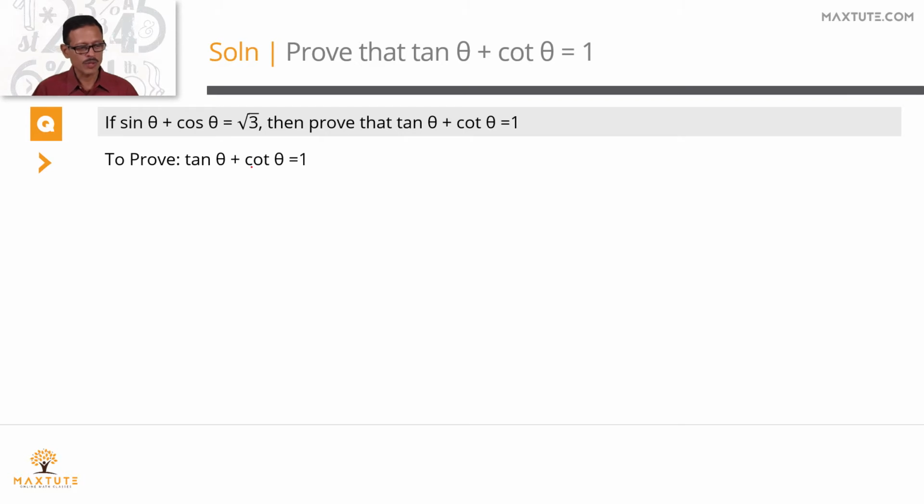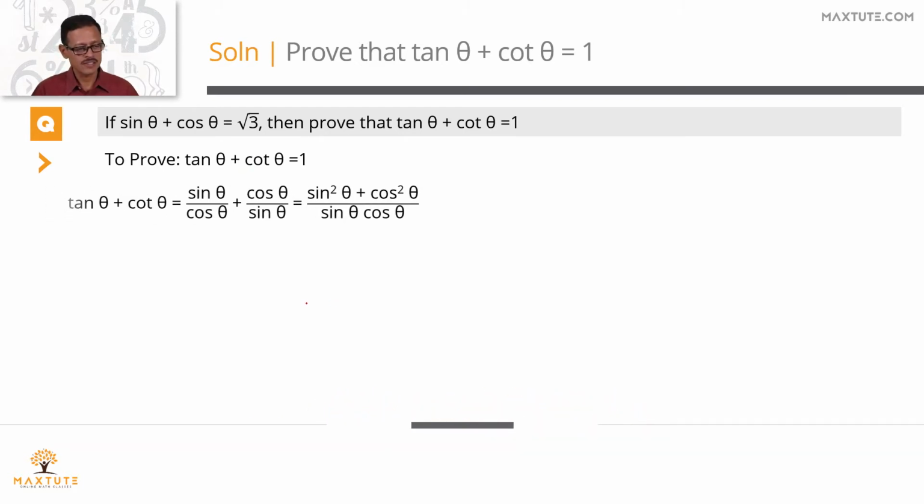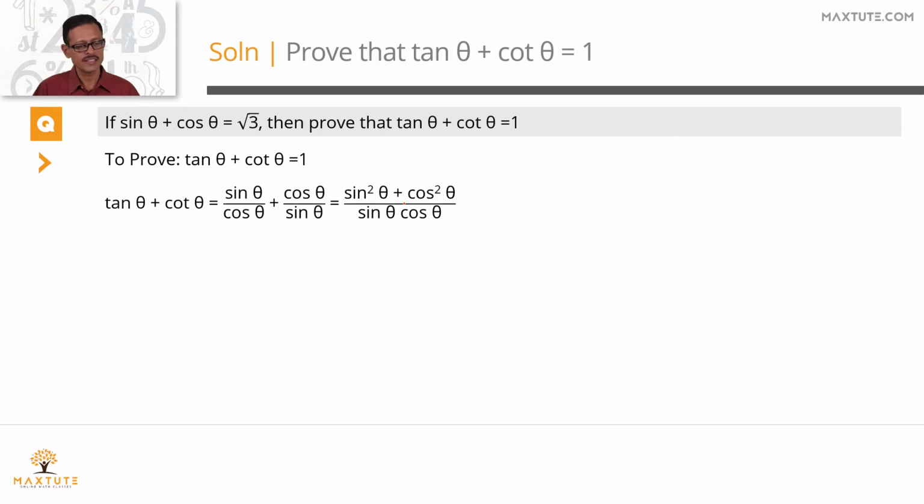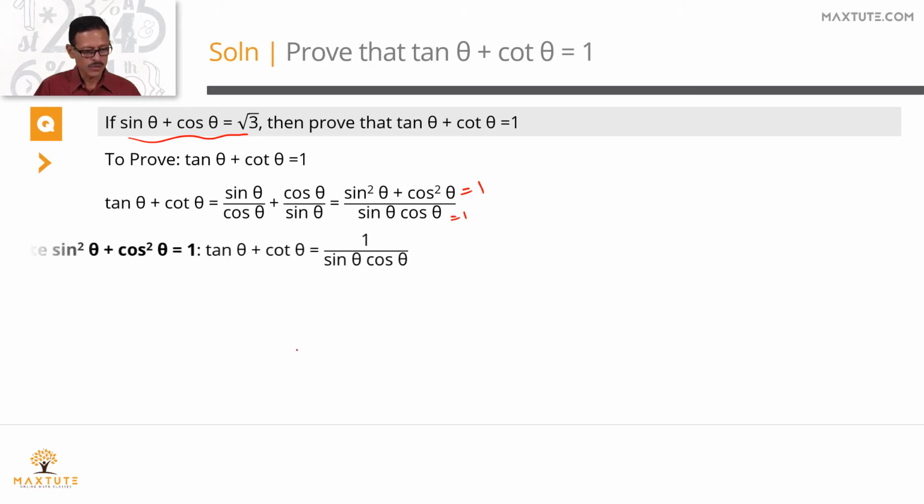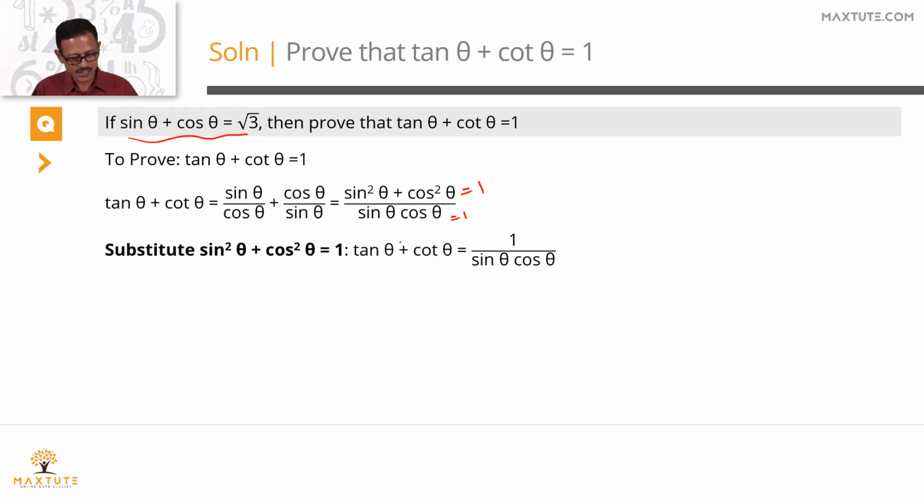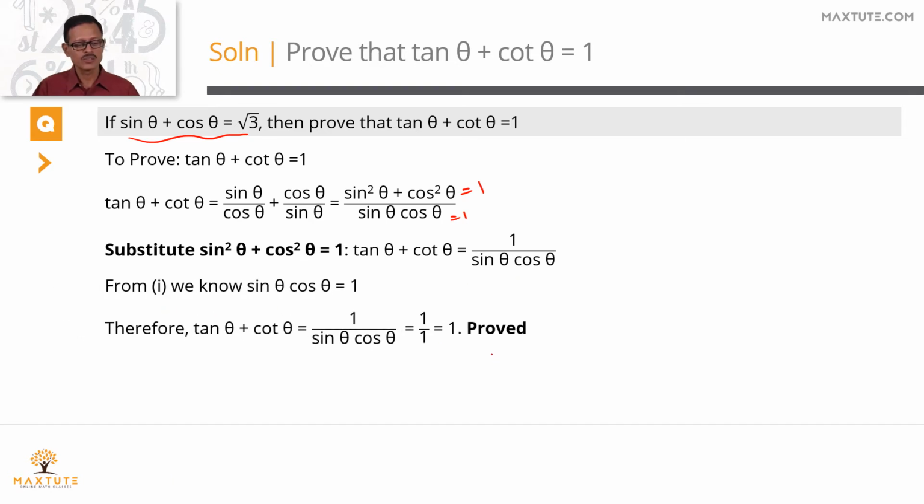Let's go to the LHS of what we need to prove: tan theta plus cot theta. Tan theta plus cot theta can be written as sin theta by cos theta plus cos theta by sin theta, translating to sin square theta plus cos square theta by sin theta cos theta. This is equal to 1. That's a universal identity. This we have proved from this information is equal to another 1. So that basically boils down to 1 by sin theta cos theta, replacing this as a 1. We know this is equal to 1 from equation 1. So the value is equal to 1, which is what we needed to prove.